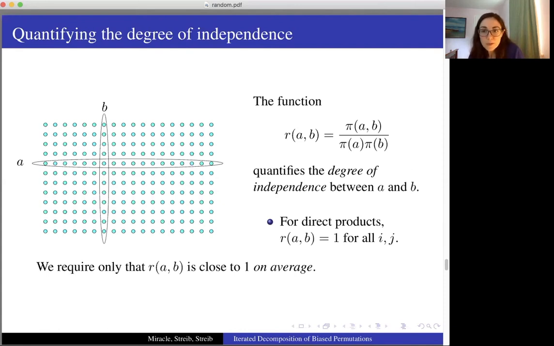However, we're not going to require a pointwise bound on R. We're only requiring that R of AB is close to 1 on average, even if it can be exponentially large or small for some pairs A and B. And this is crucial for our application because sometimes R of AB can be very large or very small. It can be exponentially large or small.